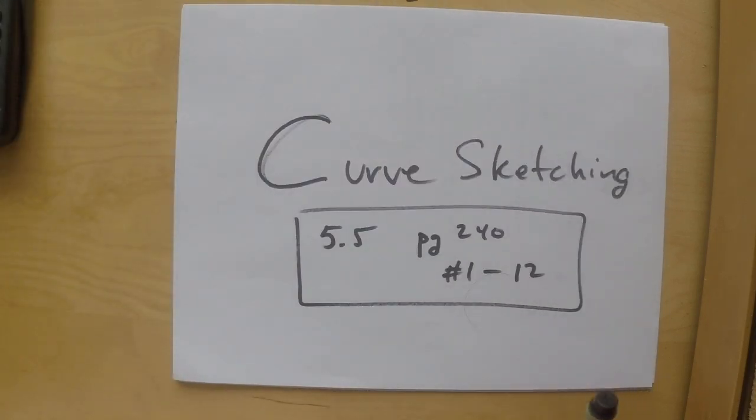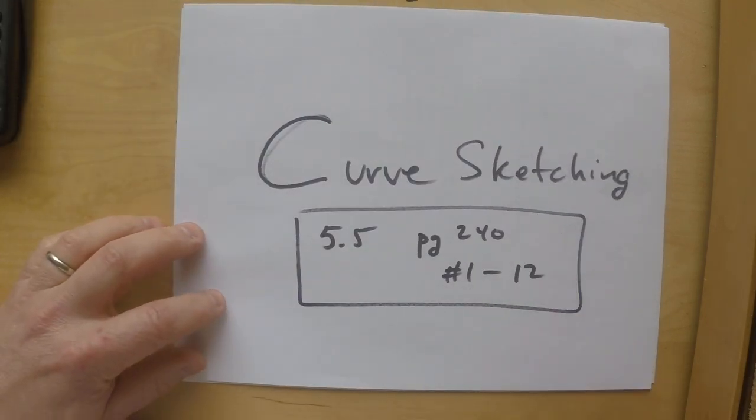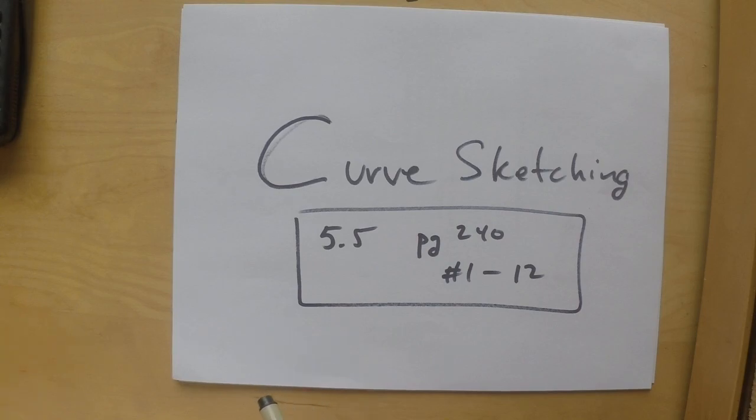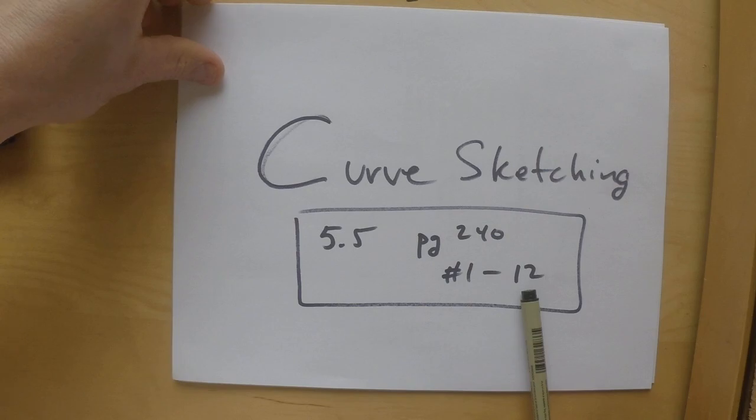So here we go. Curve sketching is section 5.5 in our textbook. There's 12 questions on there to do. I don't know how many you need to do. To be honest, I would say a minimum of 3 of these would be minimum. And then if you did all 12, you'd be a master.